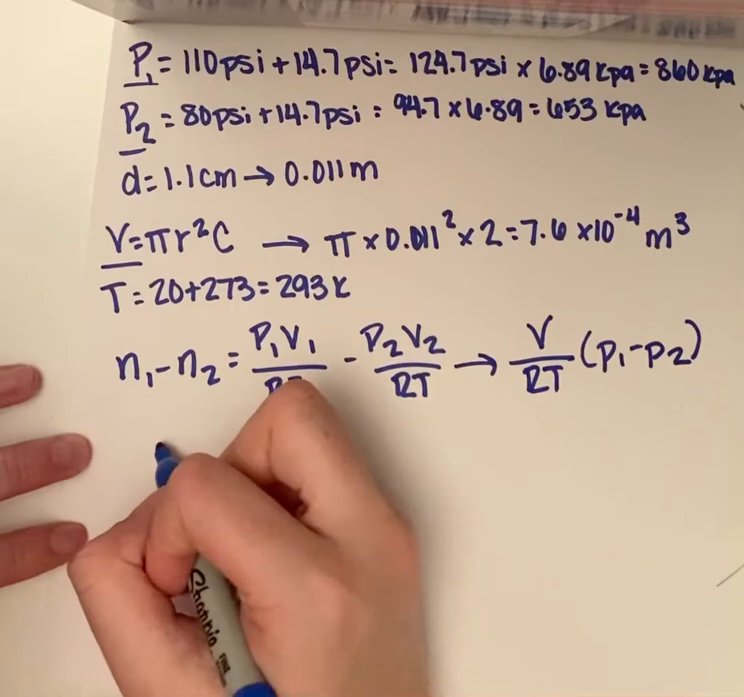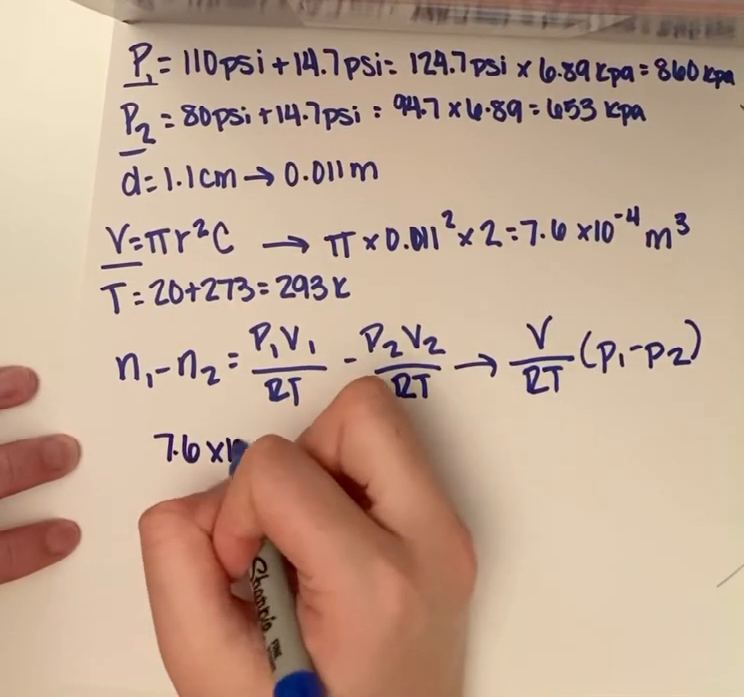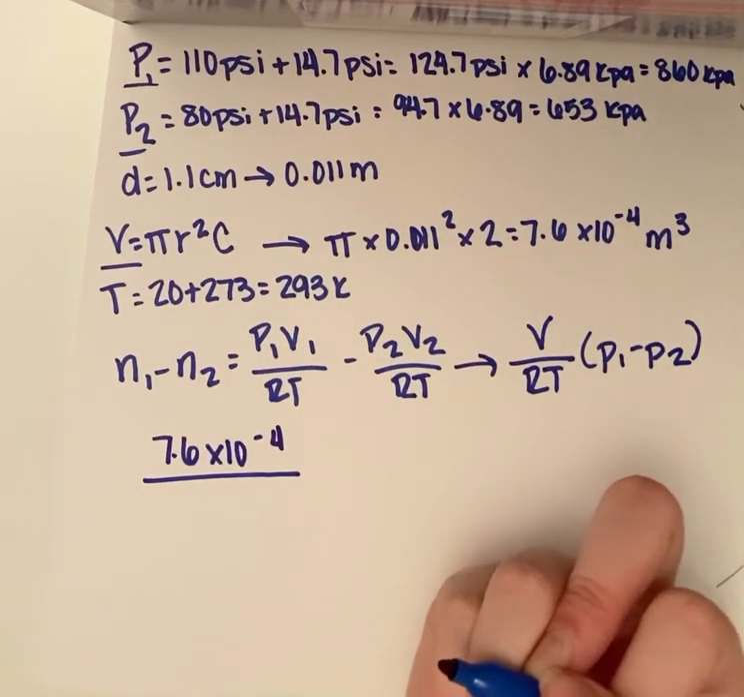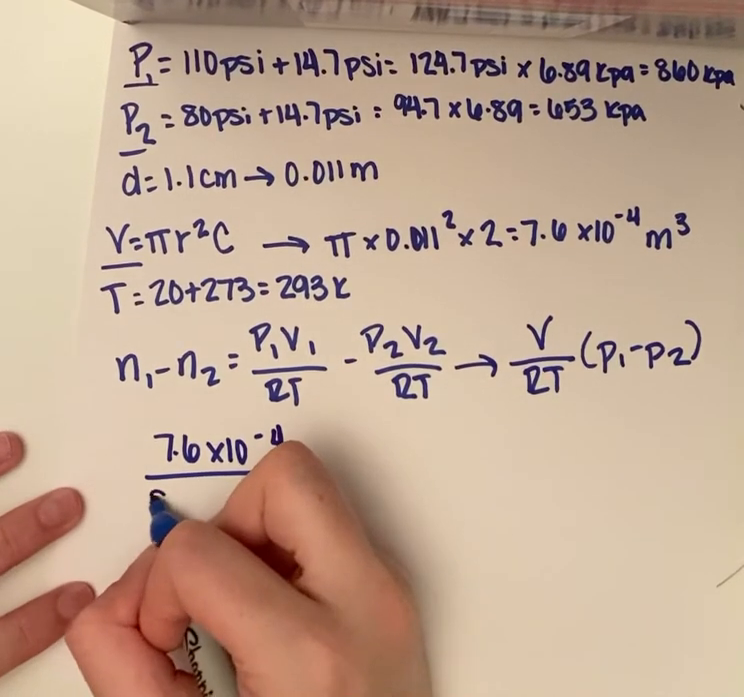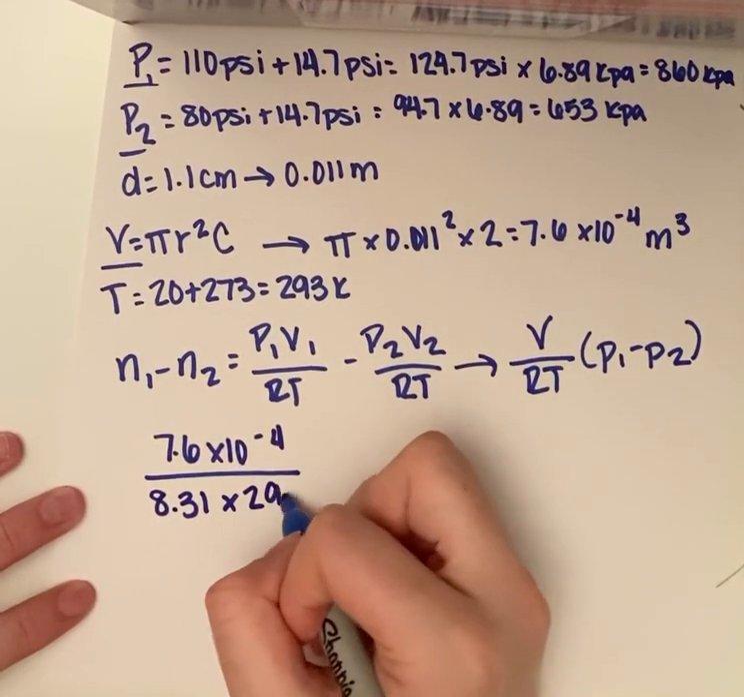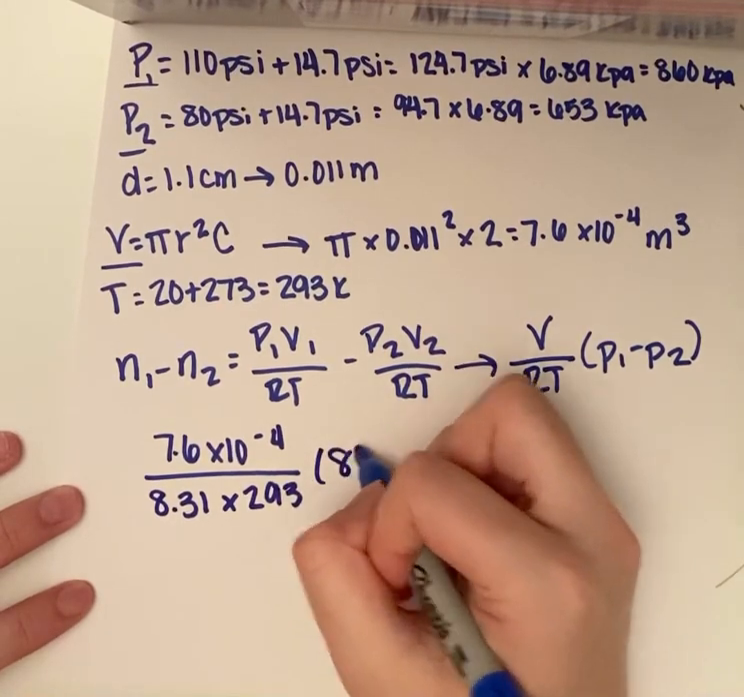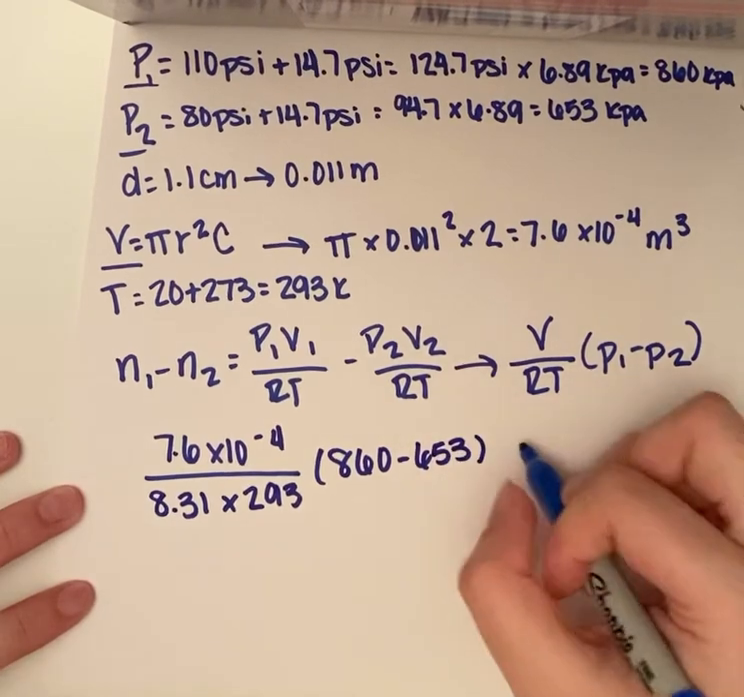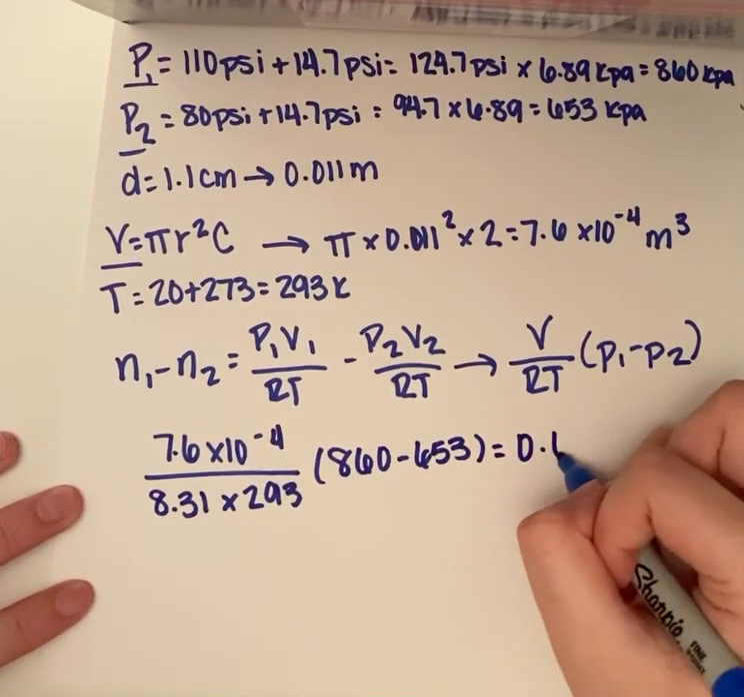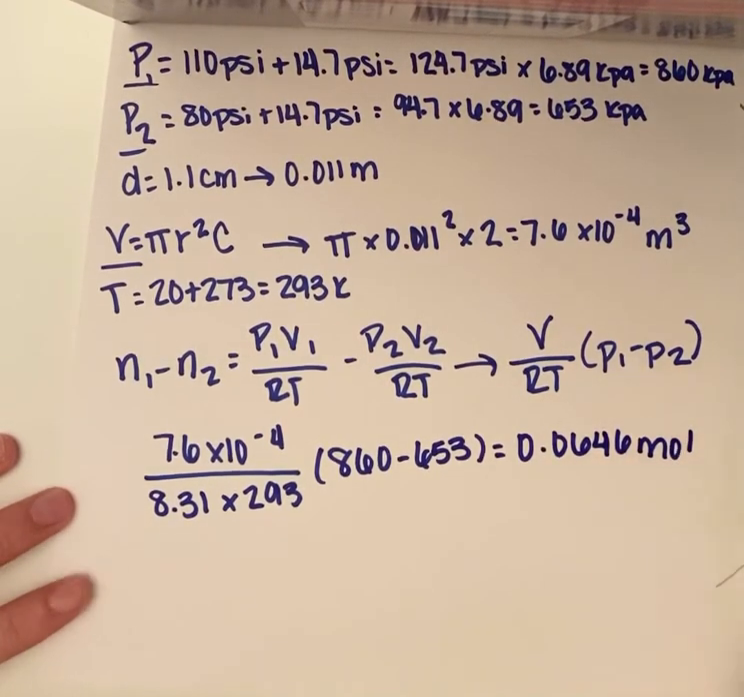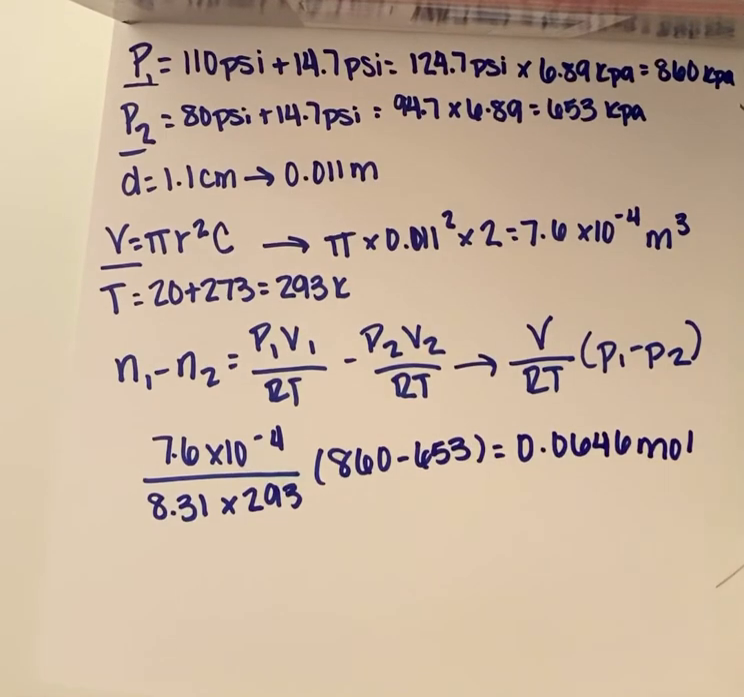So V is 7.6 times 10 to the negative 4. For R, we're going to be using 8.31 since we're working in kelvins. Multiply it by temperature, 293. And then P1 minus P2. This gives us 0.0646 moles.